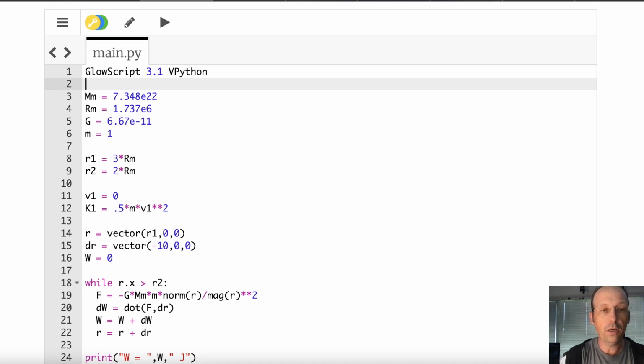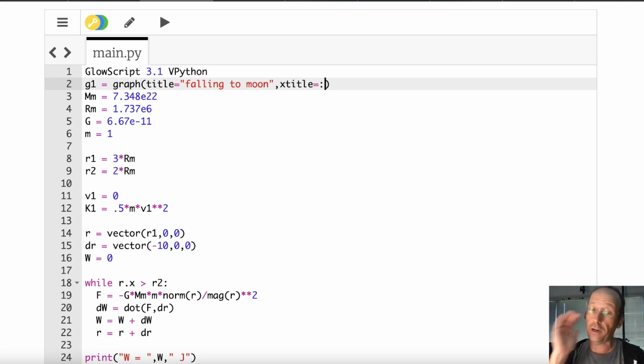So I'm going to go up here, G1 equals graph. I'm going to make a graph of speed as a function of position. So title, falling to moon. That's fine. X title is going to be equal to, it's a position graph, right? So X title is going to be R in meters, distance from the moon. And then Y title is going to be equal to V in meters per second.